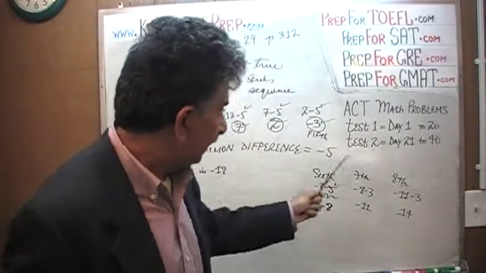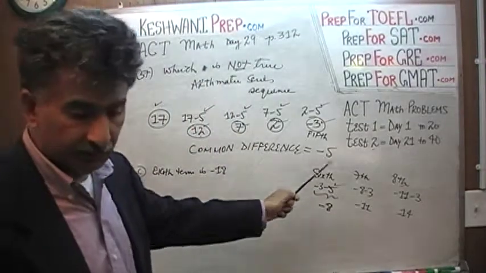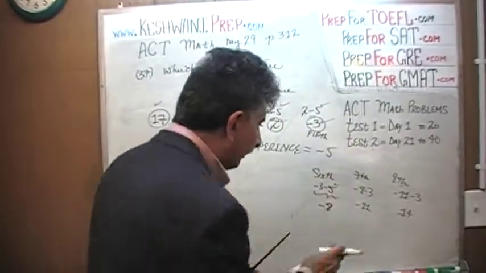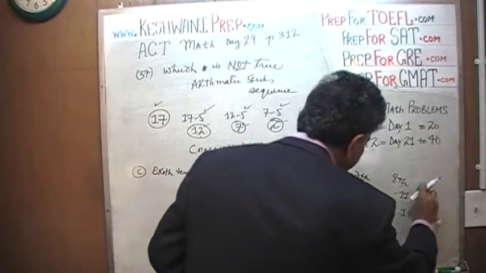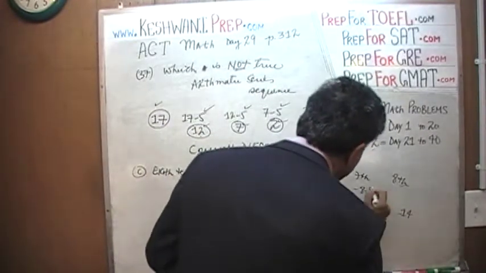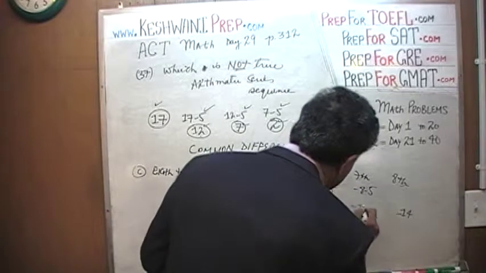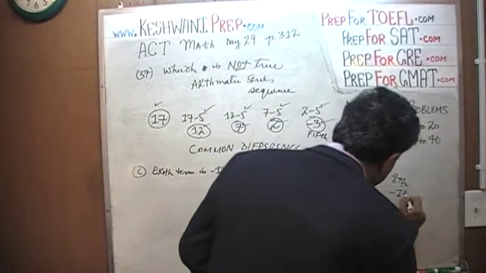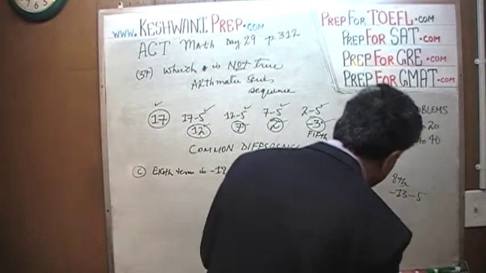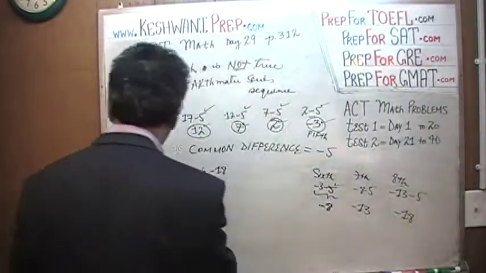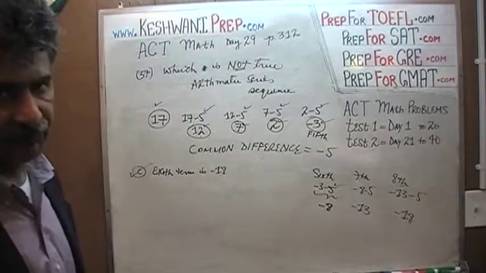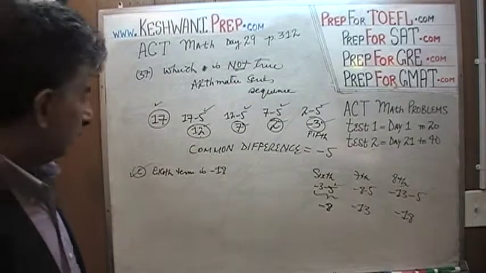Why am I subtracting 3? The common difference is 5. We have to subtract 5. 8 minus 5 is going to be negative 13. And negative 13 minus 5 is going to be negative 18. So that is the correct statement. Answer is not C, which I knew, as I told you before, all along.